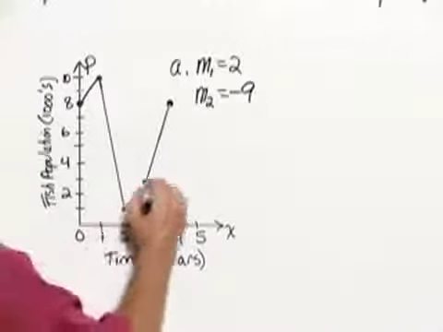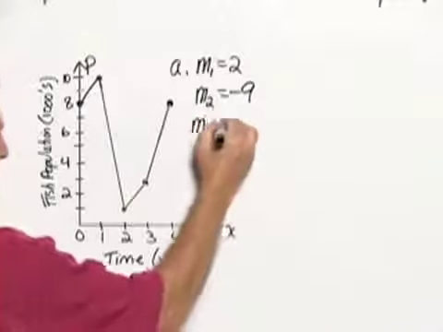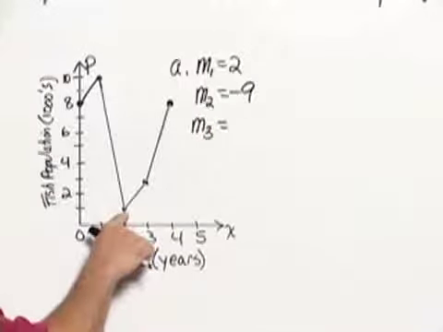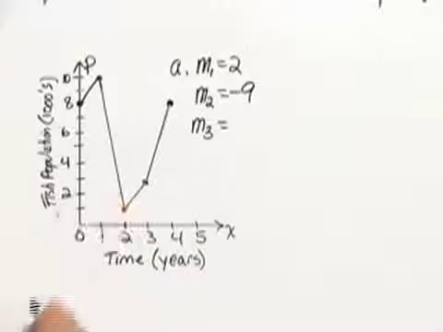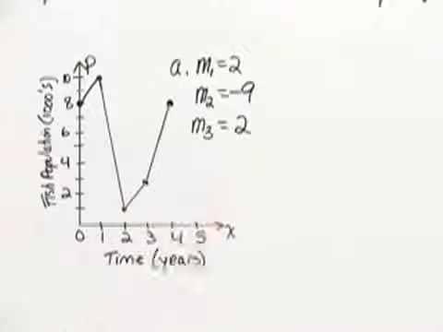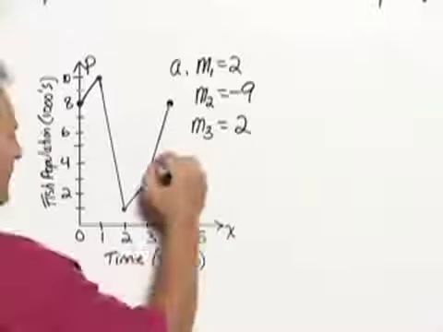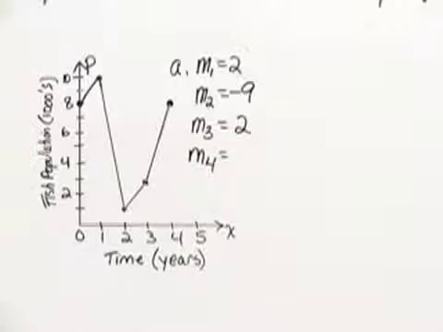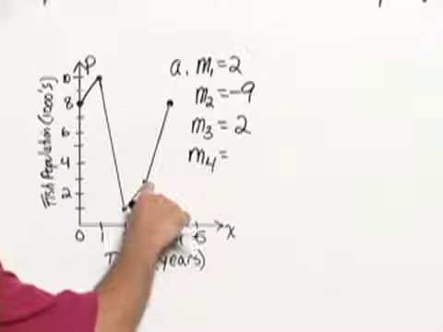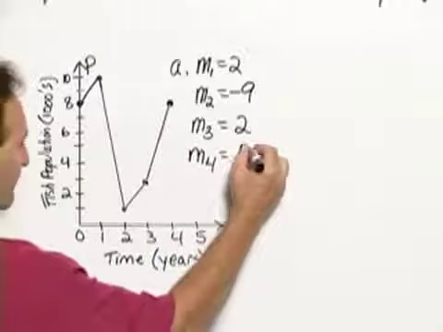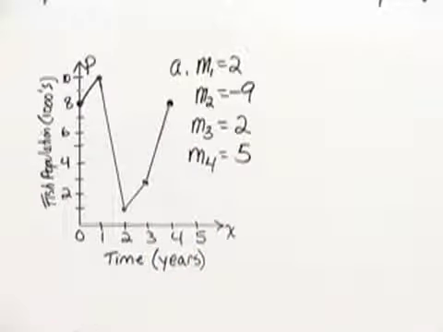Segment 3 is this small segment here, and that increases from 1 up to 3. So that's an increase of 2 in 1 year. So the slope is 2. And finally, this segment here we'll refer to as M4. The increase is from 3 up to 8, so it's an increase of 5 in that 1 year period.